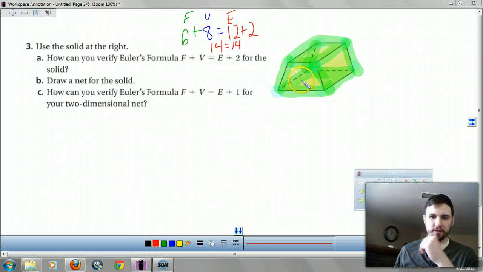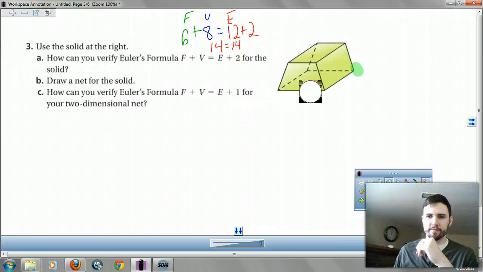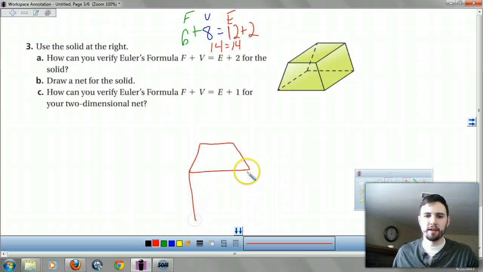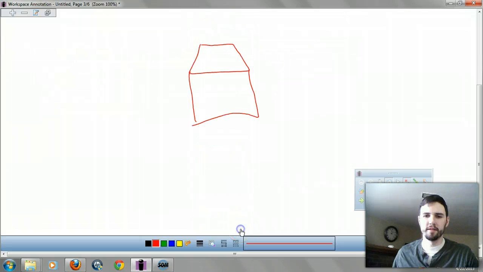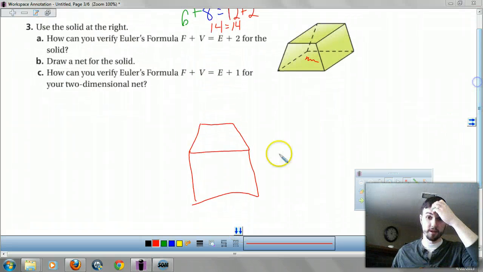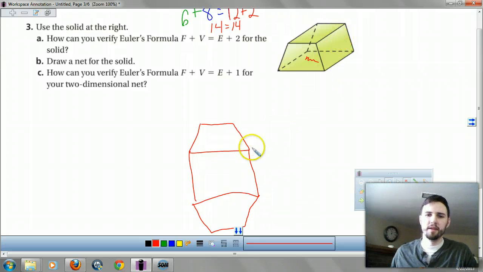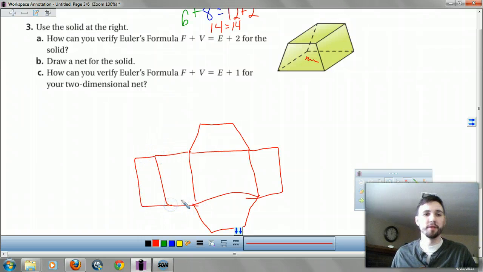Okay. So I'm going to start with my trapezoid. Now that trapezoid is connected by a rectangle. This is the bottom that we're looking at. To another trapezoid. Then I have a medium rectangle. Medium rectangle. You have a little rectangle. So that's my net.